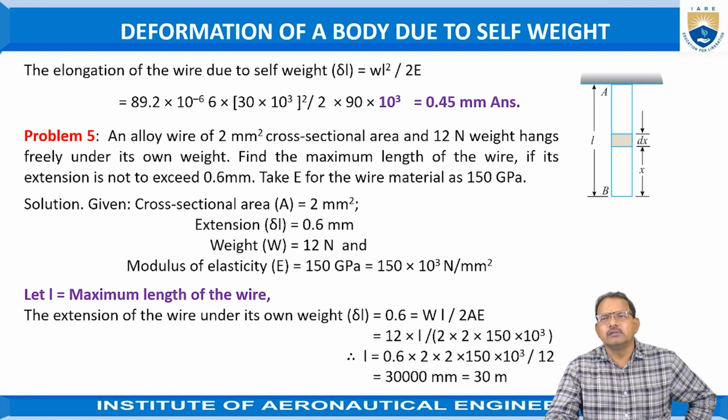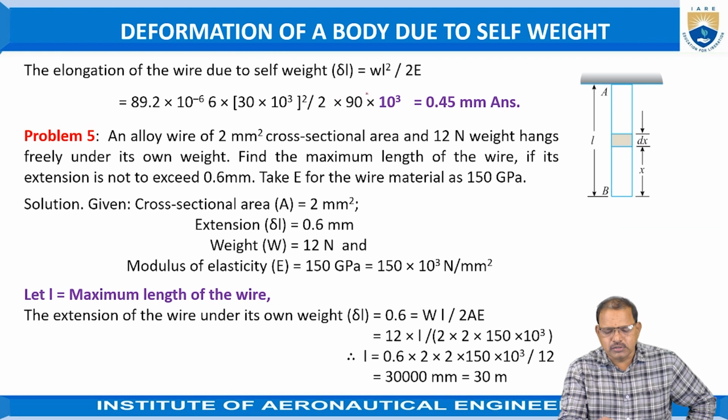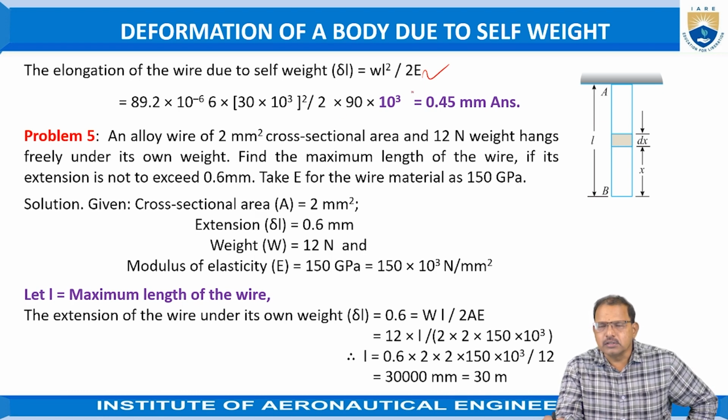The elongation of the wire due to its self-weight is given by delta L is equal to wL square by 2E, where w is the specific weight of the material, which is equal to 89.2 into 10 to the power minus 6, and L is equal to 30 into 10 to the power 3, whole square, divided by 2 into E, 2 into 90 into 10 to the power 3. Just on doing the calculations, we got it is equal to 0.245 mm.